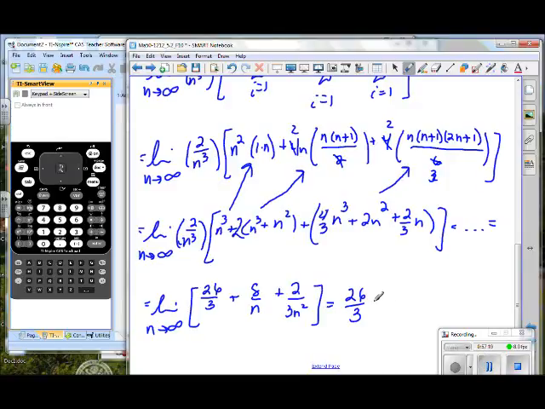26/3. And this would be 26/3 square units if we're talking about rectangles.